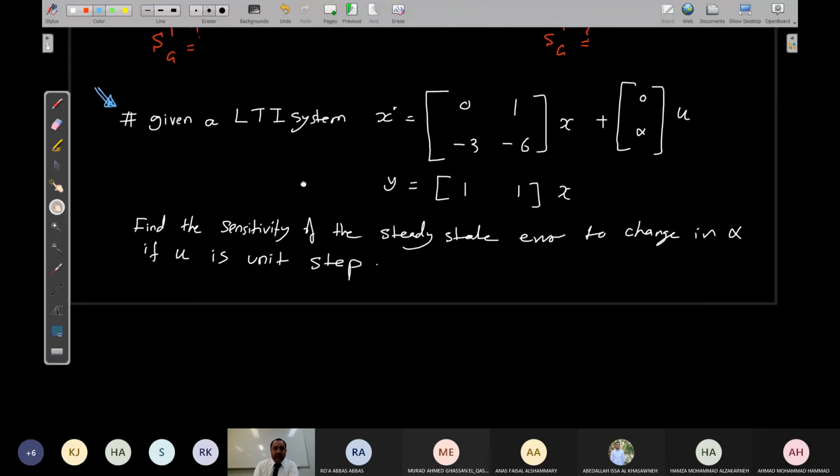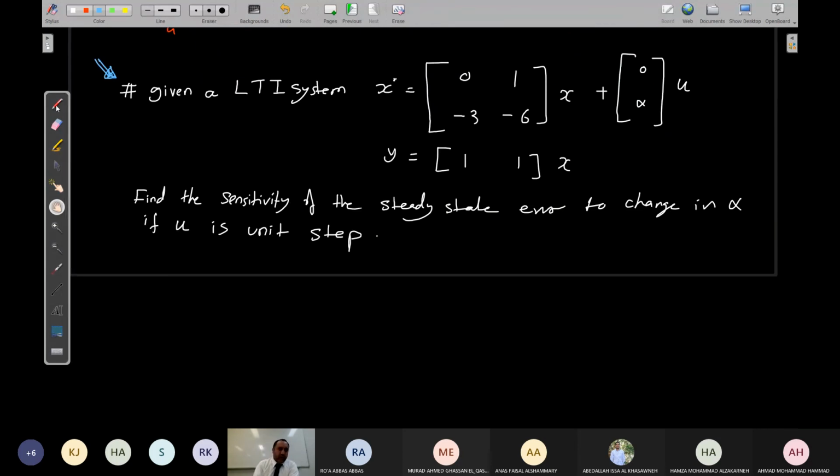Who can help me with that? Who can help me? What should I do? Here, what I need to calculate is E steady state with respect to alpha. Who will help me? I will give 1 point.